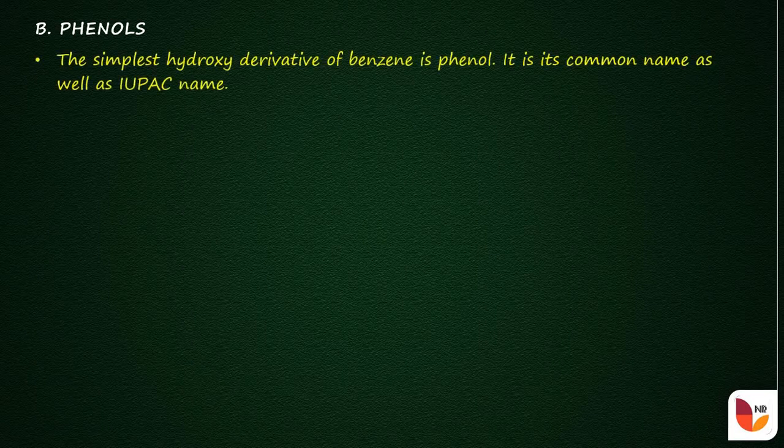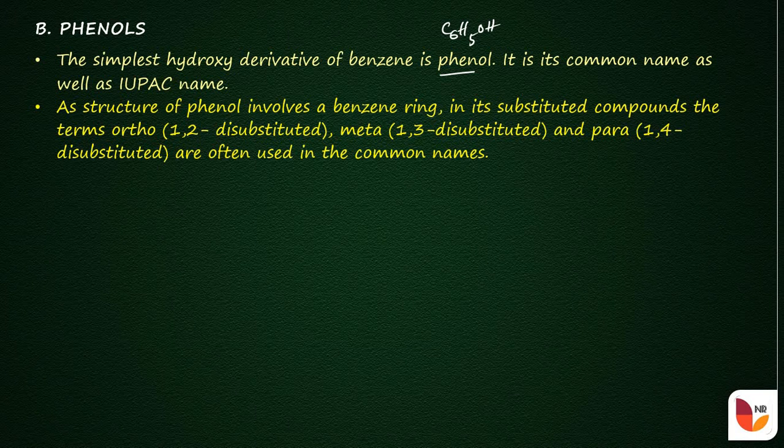Let us see the nomenclature of phenols. The simplest hydroxy derivative of benzene is phenol. The formula for phenol is C6H5OH, that is, one of the hydrogen atoms in the benzene ring is replaced by the hydroxyl group, and it is its common name as well as the IUPAC name. If the structure of the phenol involves a benzene ring in its substituted compounds, the terms ortho, meta and para are often used in the common system.